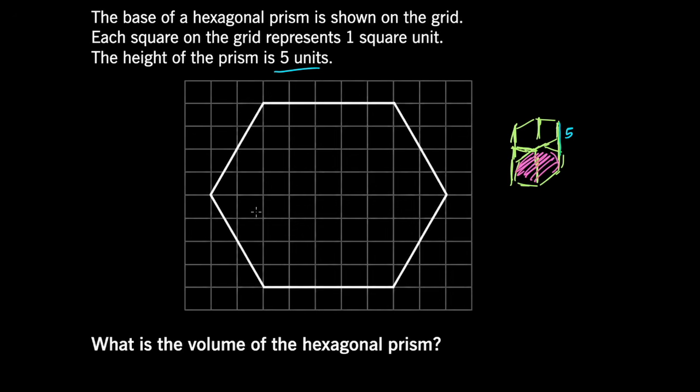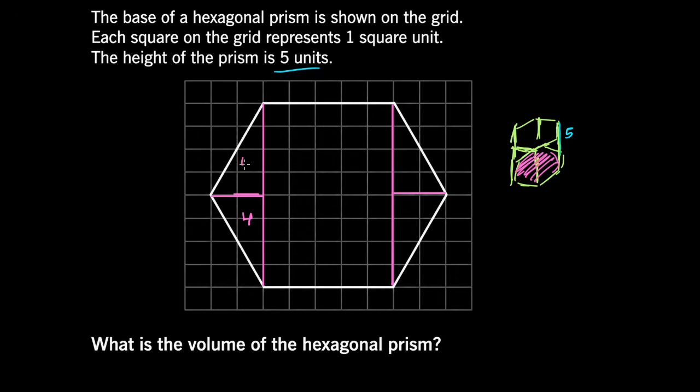And to figure out this area, they gave us a nice grid, and we can actually break this hexagon up into pieces here and figure out the area of each of these pieces, and then that will help. So let's do it this way. The area of a triangle is 1/2 base times height. So this triangle right over here, its base is 2. Its height is 4. 2 times 4 is 8, but you take half of that, it's 4 square units.